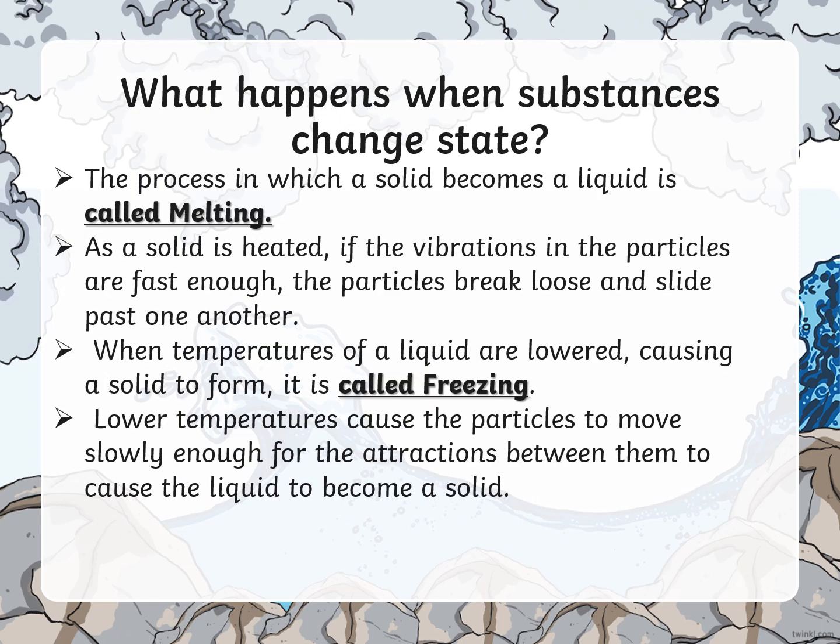Let's talk about melting. What is melting? In melting, the solid is changed into liquid. So when the solid is heated, if the vibration of the particles is fast enough, the particles break and slide past one another. When the temperature changes from liquid to solid, it is called freezing. Lower temperature causes the particles to move slowly enough for the attraction between them to cause the liquid to become a solid.